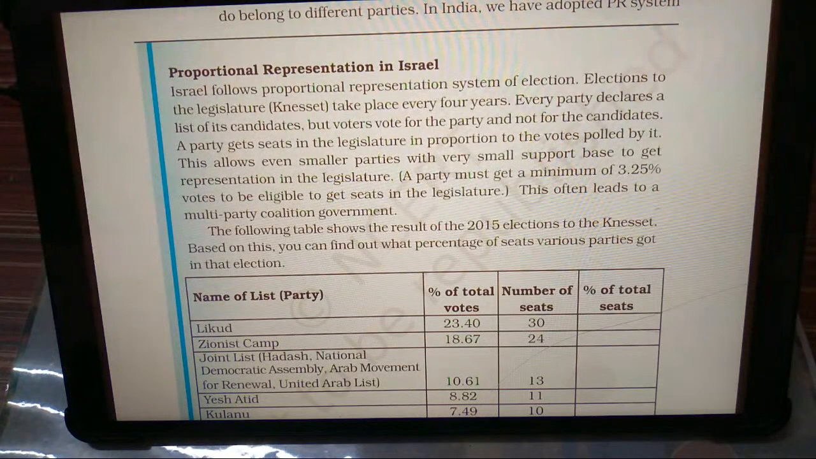2015 elections to the Knesset. Based on this, you can find out what percentage of seats various parties got in that election.